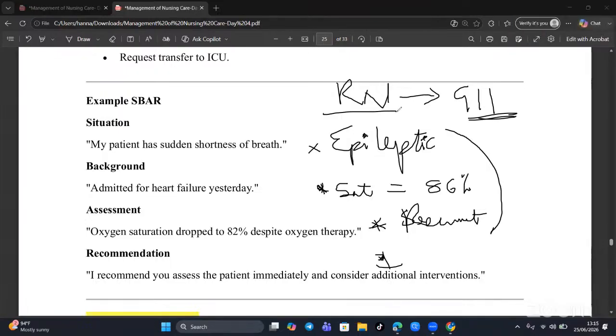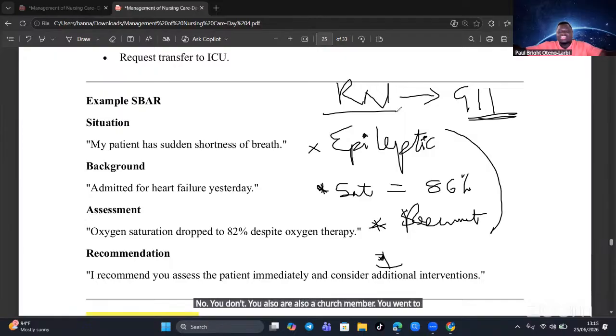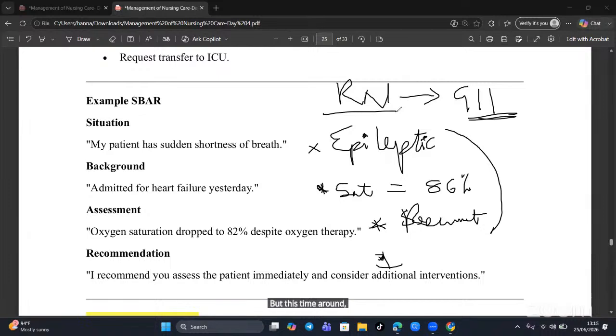Sir, I want to get information on the client, sir. So this client, I do not know him from anywhere, or do I know something about him? No, you don't. You also are a church member. You went to church, but in the church, everybody knows that this guy is epileptic. It has been occurring, but this time around, the seizure is not stopping.